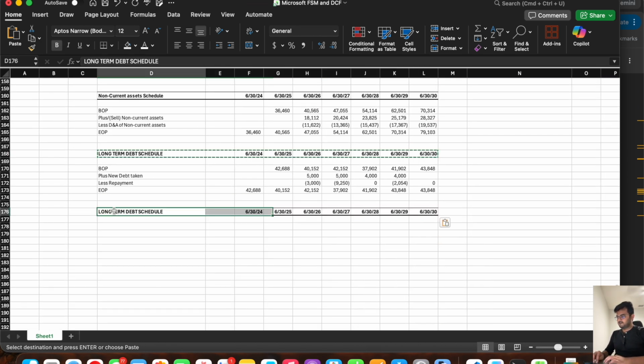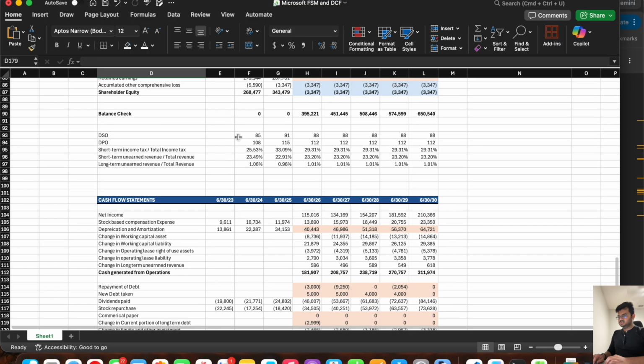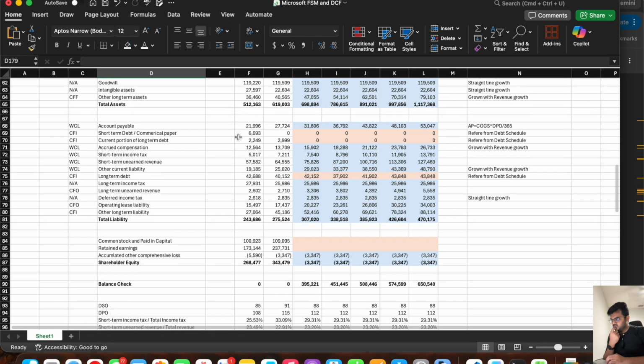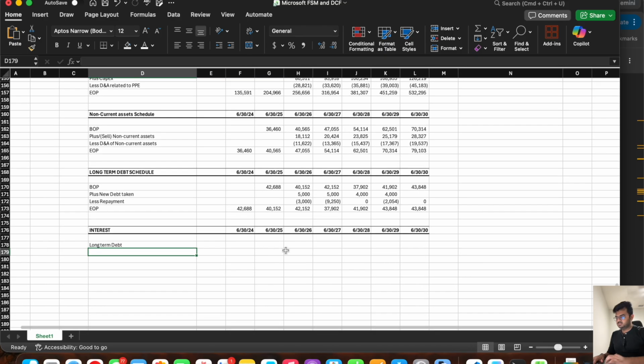First, I will get what is the long-term debt. I think we don't have short-term debt. Let's confirm that. Yeah, we are not going to have any short-term debt, only long-term. So I will first put that number here.